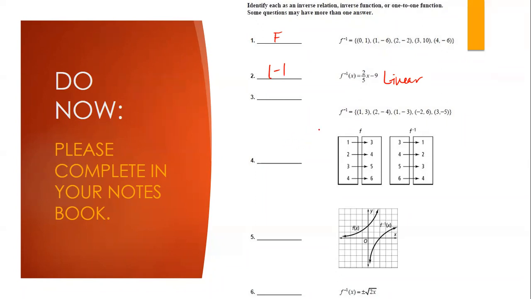The x's repeat. All right, on number three, what'd you get? Why is it a relation? Because the x's repeat. An R for you. Number four, one-to-one. Number five.